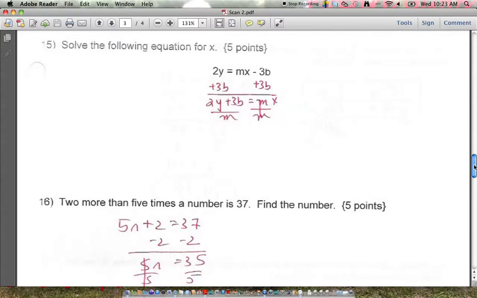Look, when it says to solve for x, that means you have to make it say x equals. And you just follow the same steps. That says -3b, so you do plus 3b. 2y plus 3b is mx. Then I divide by m because the m was being multiplied by x. I divide by m here. And just leave your answer like this.